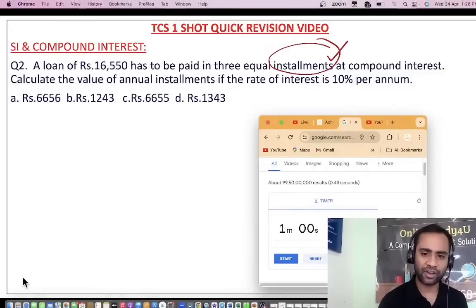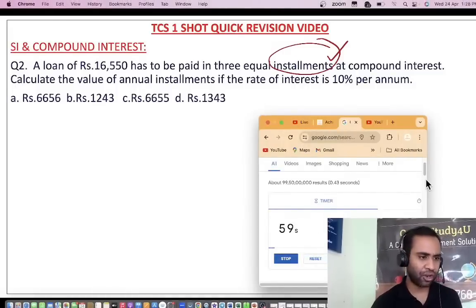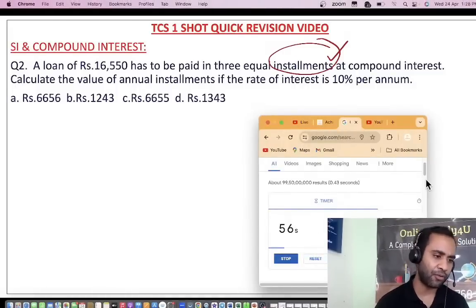For question number two, let us start with a timer. It is an installment problem. We will see how we can do it.